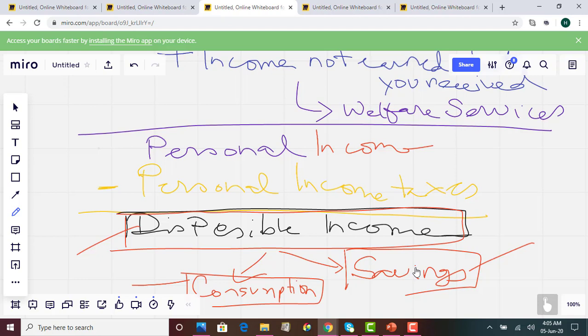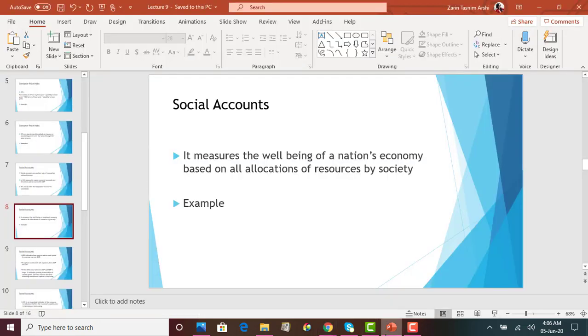This type of information can be obtained from the social accounts, and that is why the social account is very important. So make sure you remember this. Again, you don't have to know the order the economic accounts go in, but you just have to know what type of economic accounts are used in this and what type of information we can obtain under social accounts.